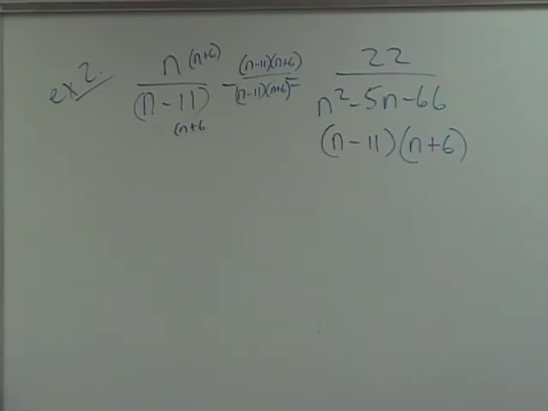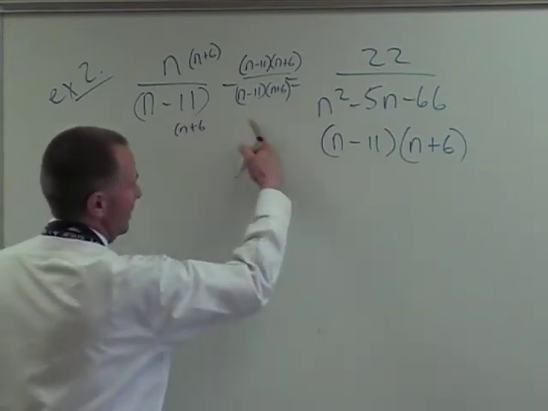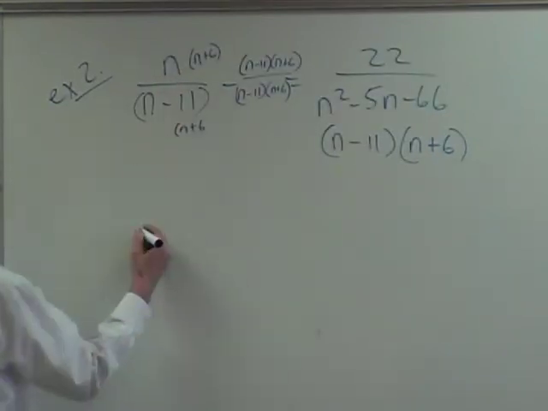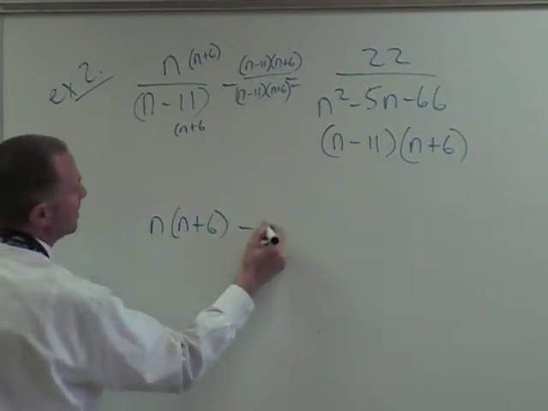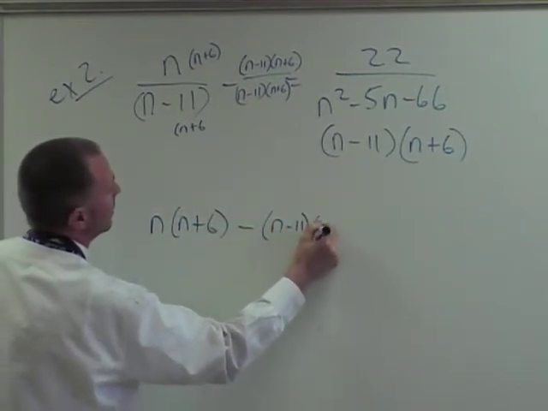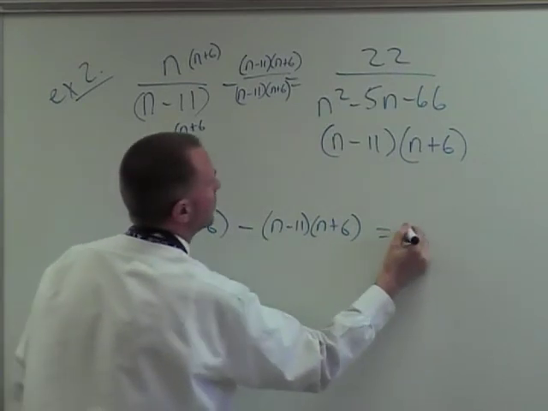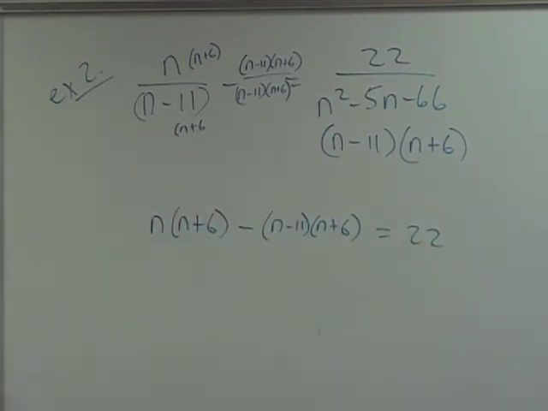All right, people. Fractions. Now that they all have the same denominator, I'm just going to rewrite it first: n times n plus 6 minus n minus 11 times n plus 6 equals 22. Now, yes, you need to put things together by like terms. But who got this far? The one really caught you guys off guard.